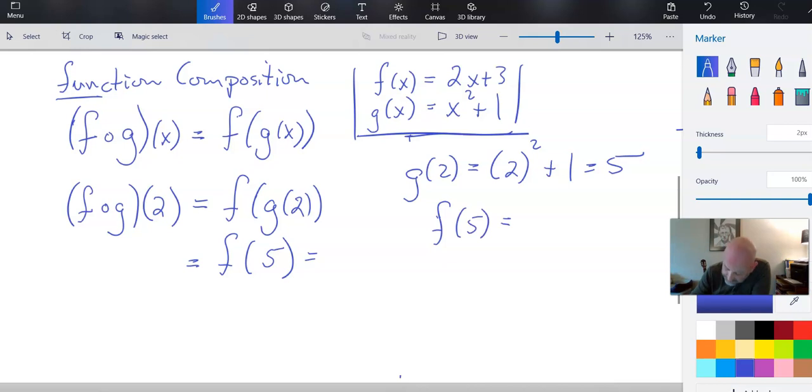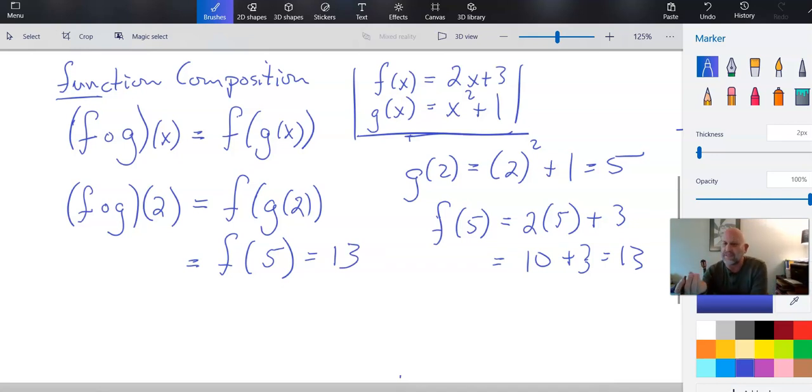Well, let's see. What does f do? It multiplies its argument by 2 and then adds 3 to it. So this would be 2 times 5 plus 3. So that gives me 10 plus 3, which is 13. So f composed with g of 2 ends up being 13. And you notice when we did that, we actually had to start on the inside with g of 2, figure out what that number was, and then plug that number into f.